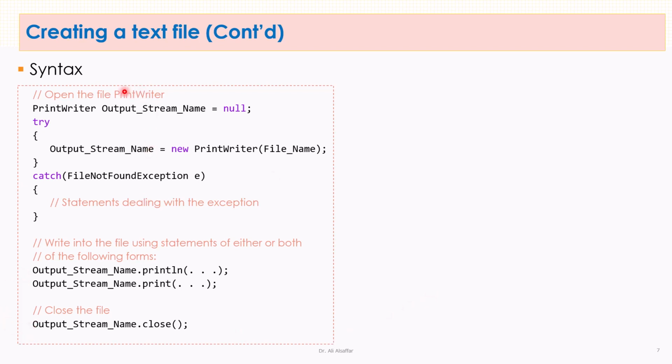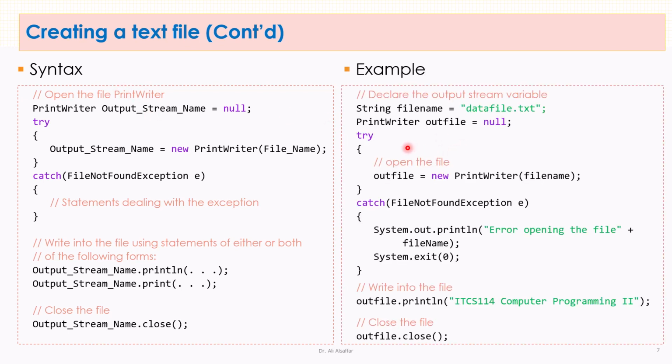A typical example showing you how to create a text file in Java. Suppose we would like to create an output file called datafile.txt. Datafile.txt is the name of the file that will appear on your computer when the file is created. Notice that we are given the file name in a variable called fileName, as a string. And we did that because maybe we can extend the program and ask the user to enter the file name as an input and save it into fileName.